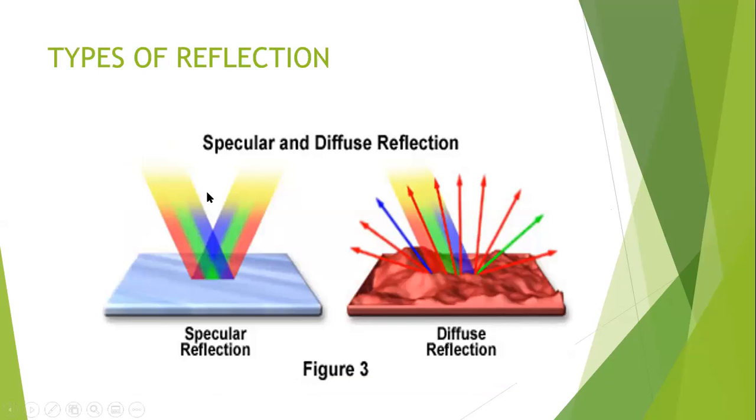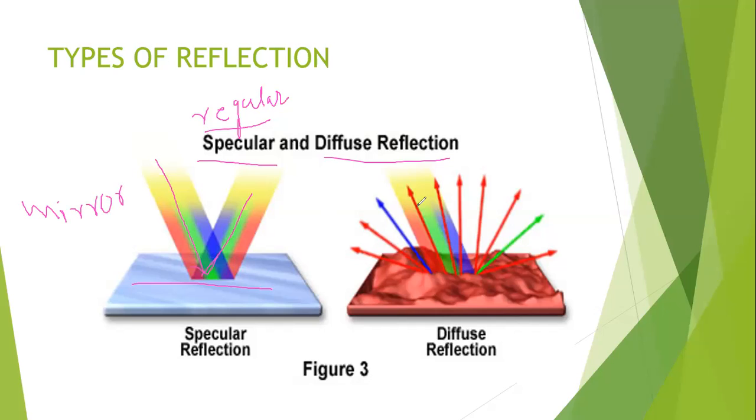There are two types of reflection: regular, which is also called specular, and the second one is diffuse. Regular reflection is also called specular reflection. What is the difference between these two reflections? If the light ray hits the plane surface, it is reflected back with the same angle. This is called regular reflection. An example is the plane mirror, in which you see the clear image.